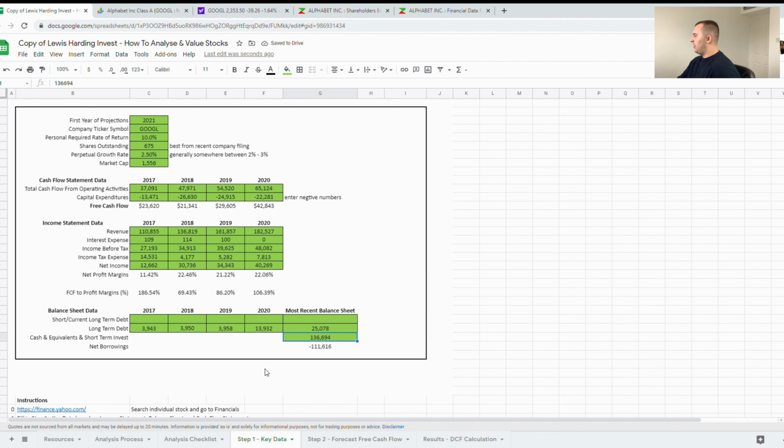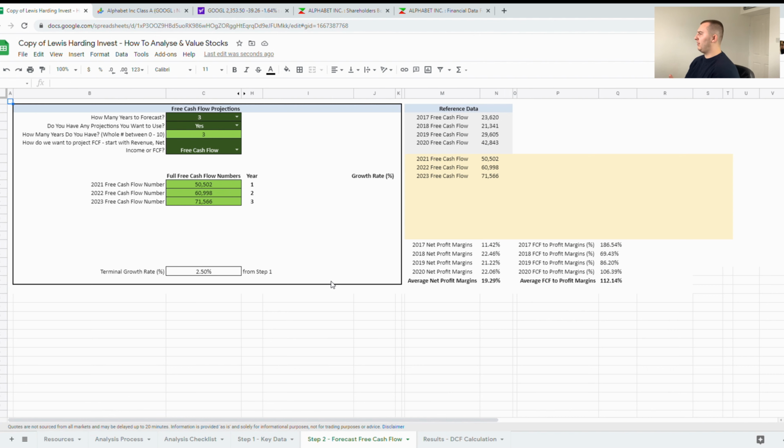Now we've put these figures in, let's go to step 2, which is forecasting free cash flow. This is probably the most important bit, and it's a bit you need to be very, very conservative on. I only ever predict 3 years worth of free cash flows, because I think it's really difficult to predict, say, 10 years into the future. I don't think I'm that clever to do that, but I think I can predict 3 years into the future at a reasonable growth rate.